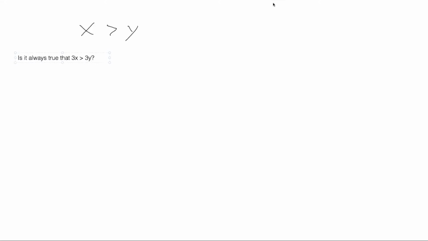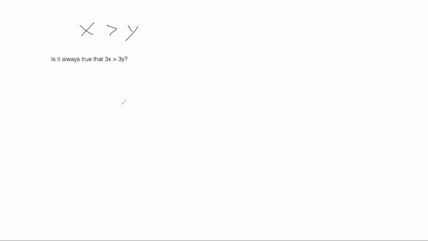So what do you guys think about this? Is 3x always guaranteed to be greater than 3y? No, it's not true. They're the same. It's equal. Well, we know that they can't be equal because we know that x always has to be greater than y. That's what this symbol tells us. If we had a little line underneath, then sometimes they could be equal. But for this problem, x can only be greater than y.